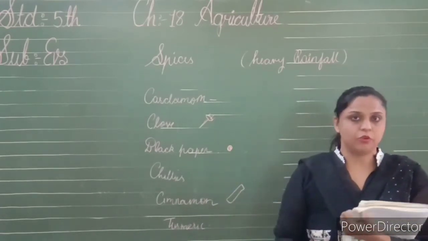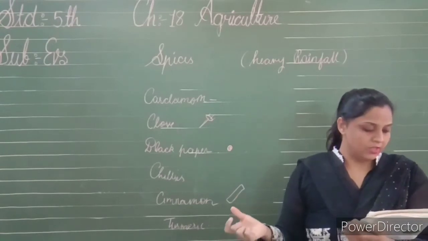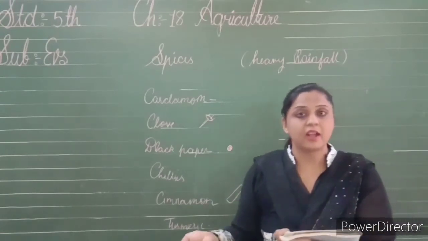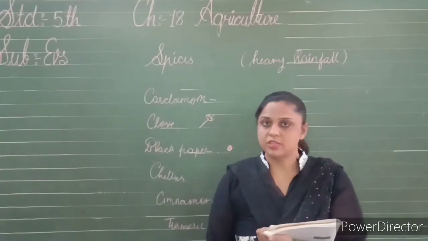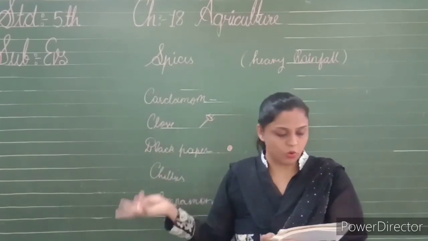Now they need heavy rainfall. They need heavy rainfall to grow. They grow in Kerala and Karnataka. Kerala and Karnataka are the states where rainfall is heavy. Hence, these spices are grown there.